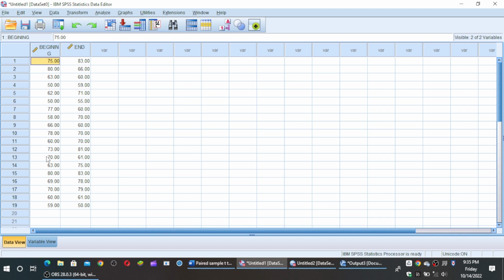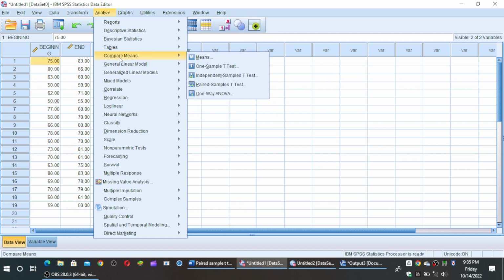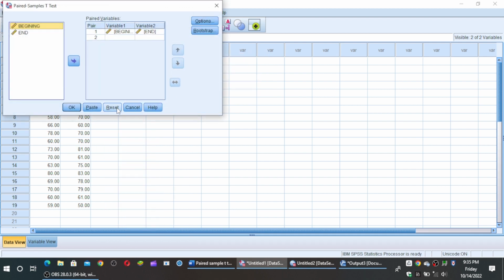Now, again, we must note that variables always appear in columns. So we have two major variables, beginning and later, that is beginning and end. To run our analysis in SPSS, we'll go to Analyze and look for Compare Means and select Paired Samples t-tests.